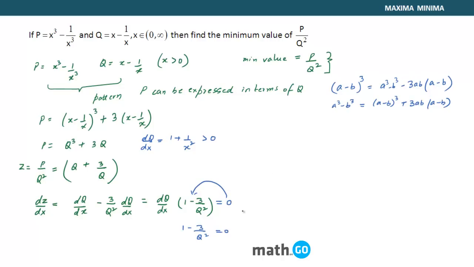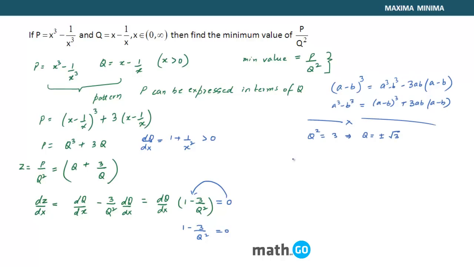And if you solve this completely, I am now solving it over here. So it will be what? q square is equal to what? Yes, q square equal to 3, and you can say q is equal to plus minus root 3. These are the critical points.